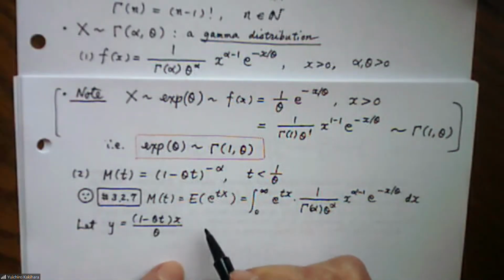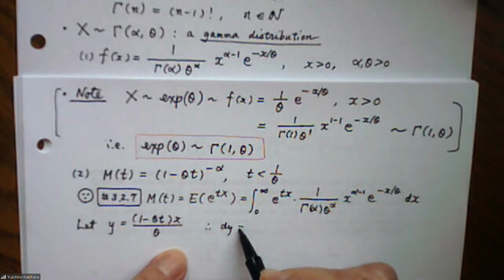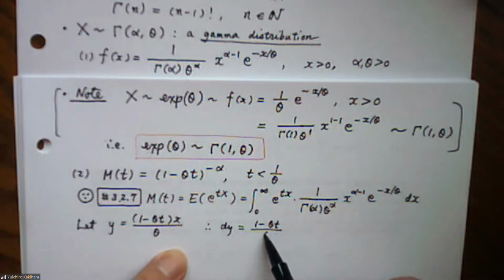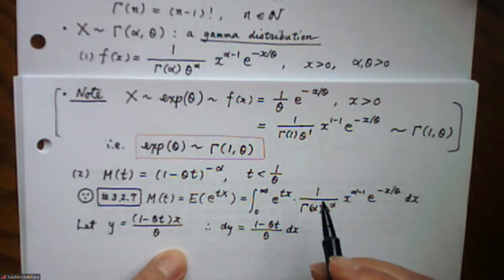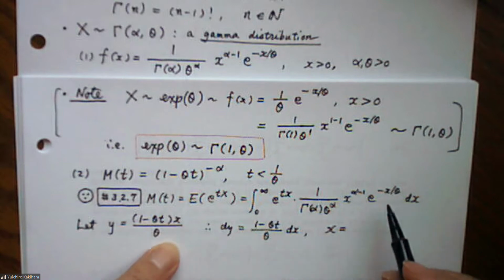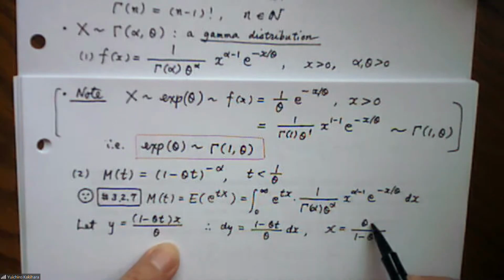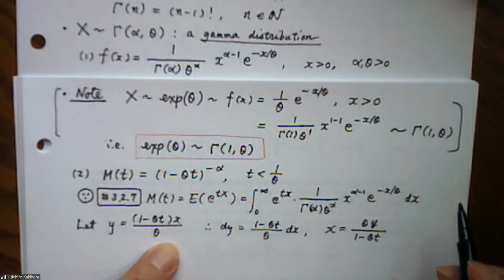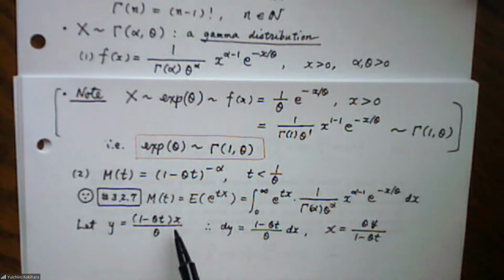So what is dy? dy is equal to 1 minus theta t over theta times dx, right? This is your 1. And also, try to solve for x. X is equal to 1 minus theta t, and then on top is theta y. Do you agree? I solved for x. X is equal to y divided by this.